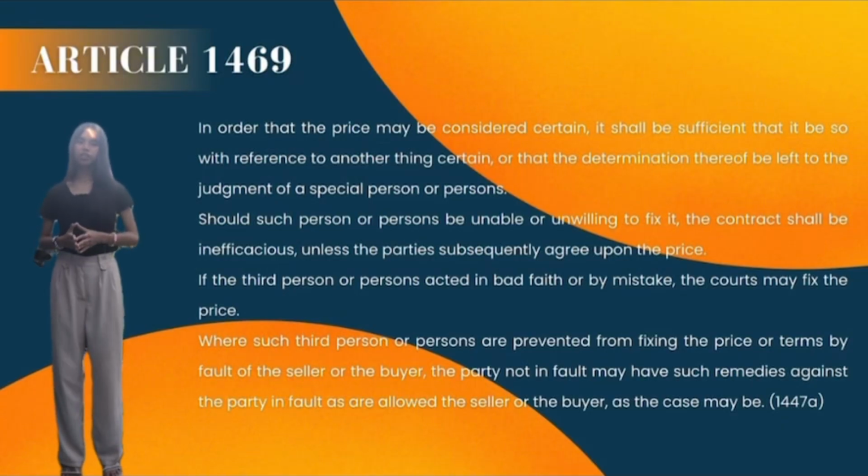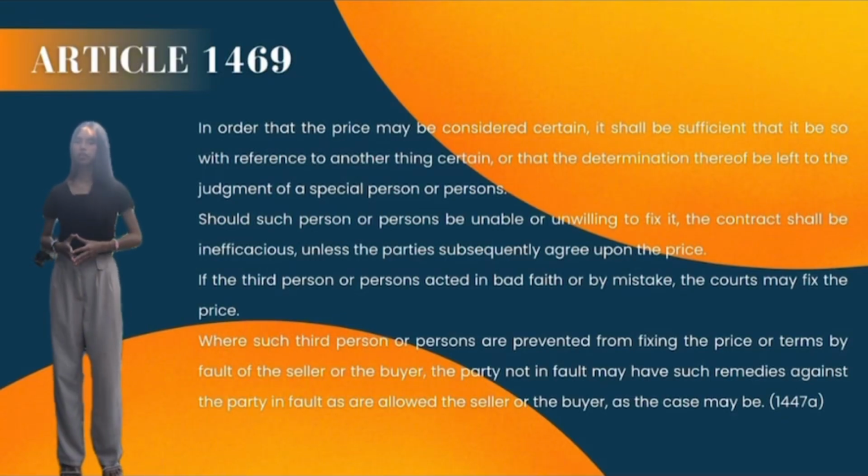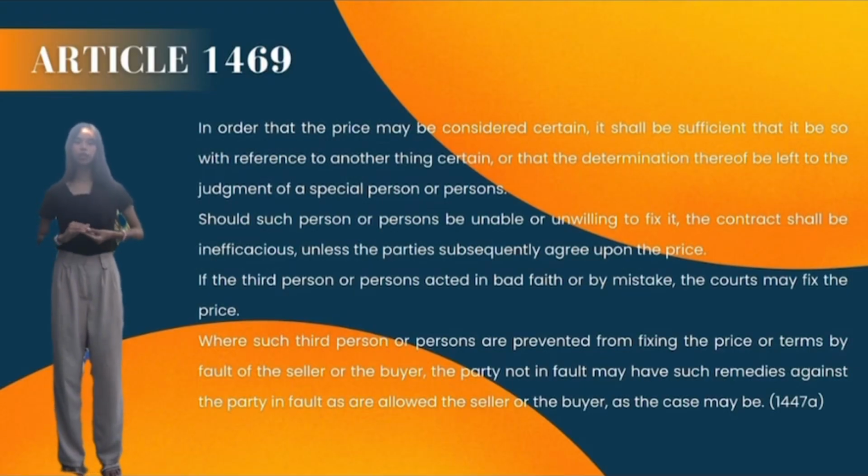But it can also be certain if it's determined with reference to another thing certain. Just imagine agreeing to buy gold at the prevailing market price on a specific date. The market price on that date is the other thing certain, making the final price determinable and therefore certain. Article 1469 also allows the determination of the price to be left to the judgment of a specific third person or persons. You and the seller might agree that a professional appraiser will assess the value of an antique, and that appraisal will be the selling price.